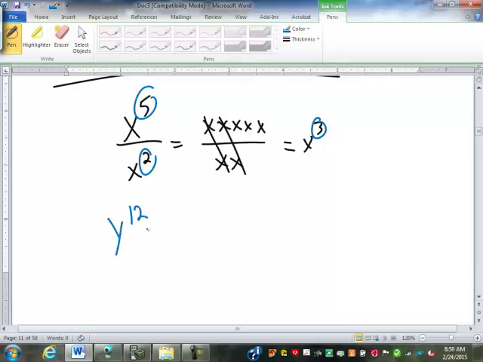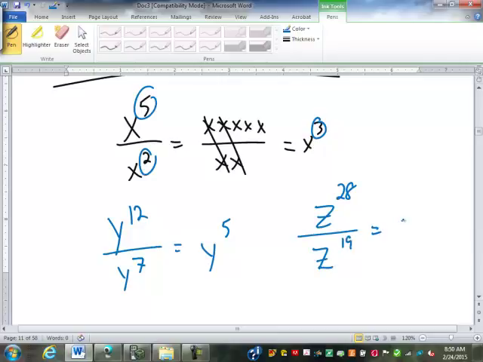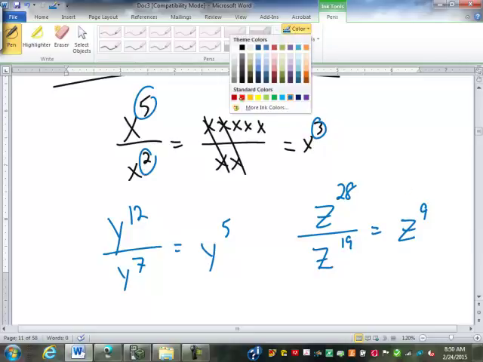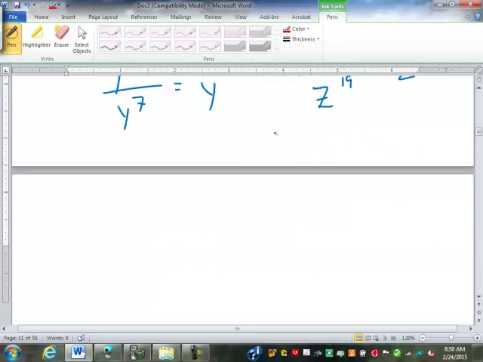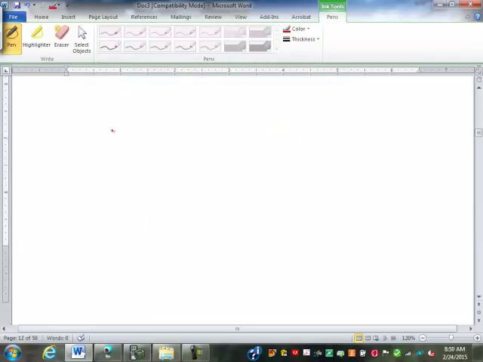So if I have y to the 12th divided by y to the 7th, I'm going to get y to the 5th. Very good. z to the 28th divided by z to the 19th. I'm going to get z to the 9. Cool. Next thing we want to look at. Of course, that means if we have 10 to the 8th divided by 10 to the 5th, we get 10 to the 3rd, right?